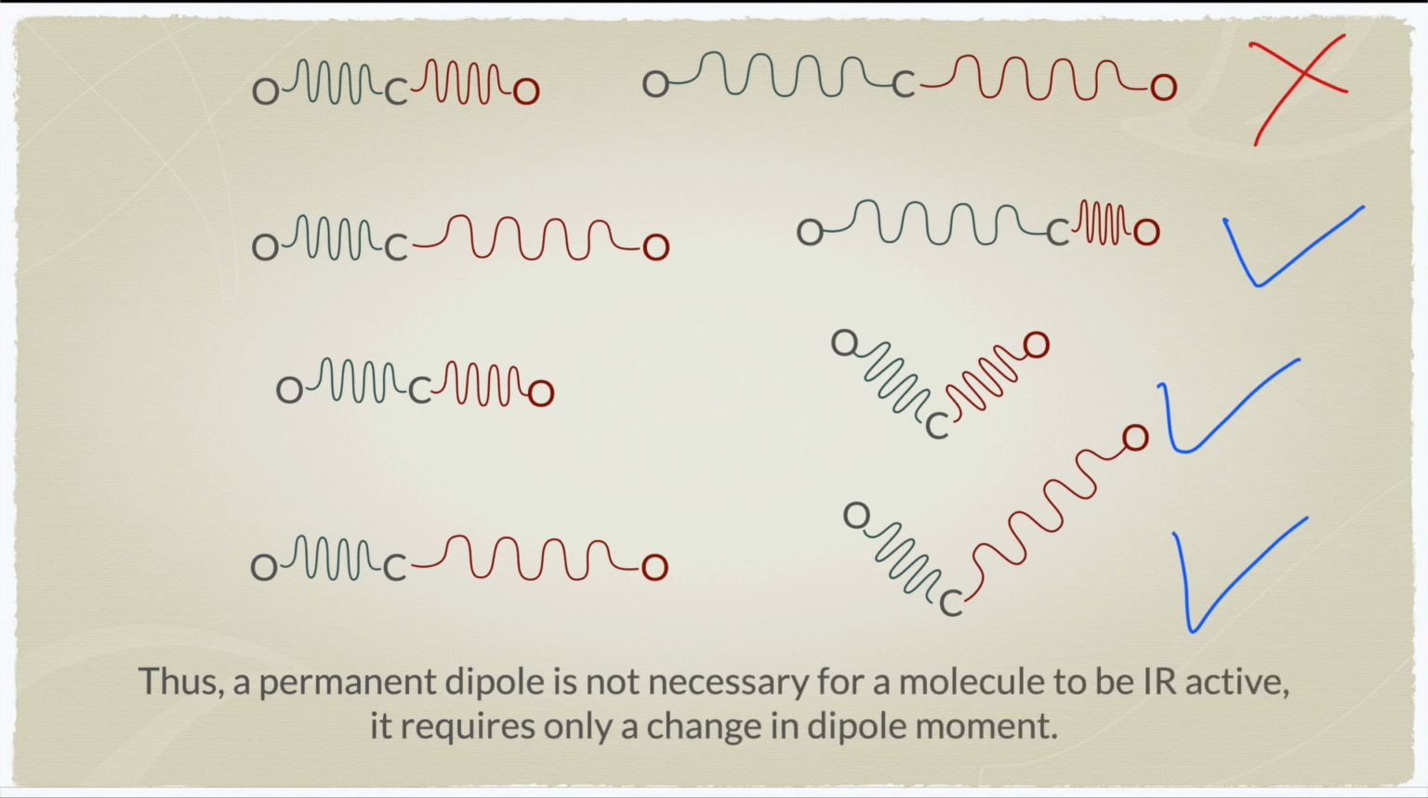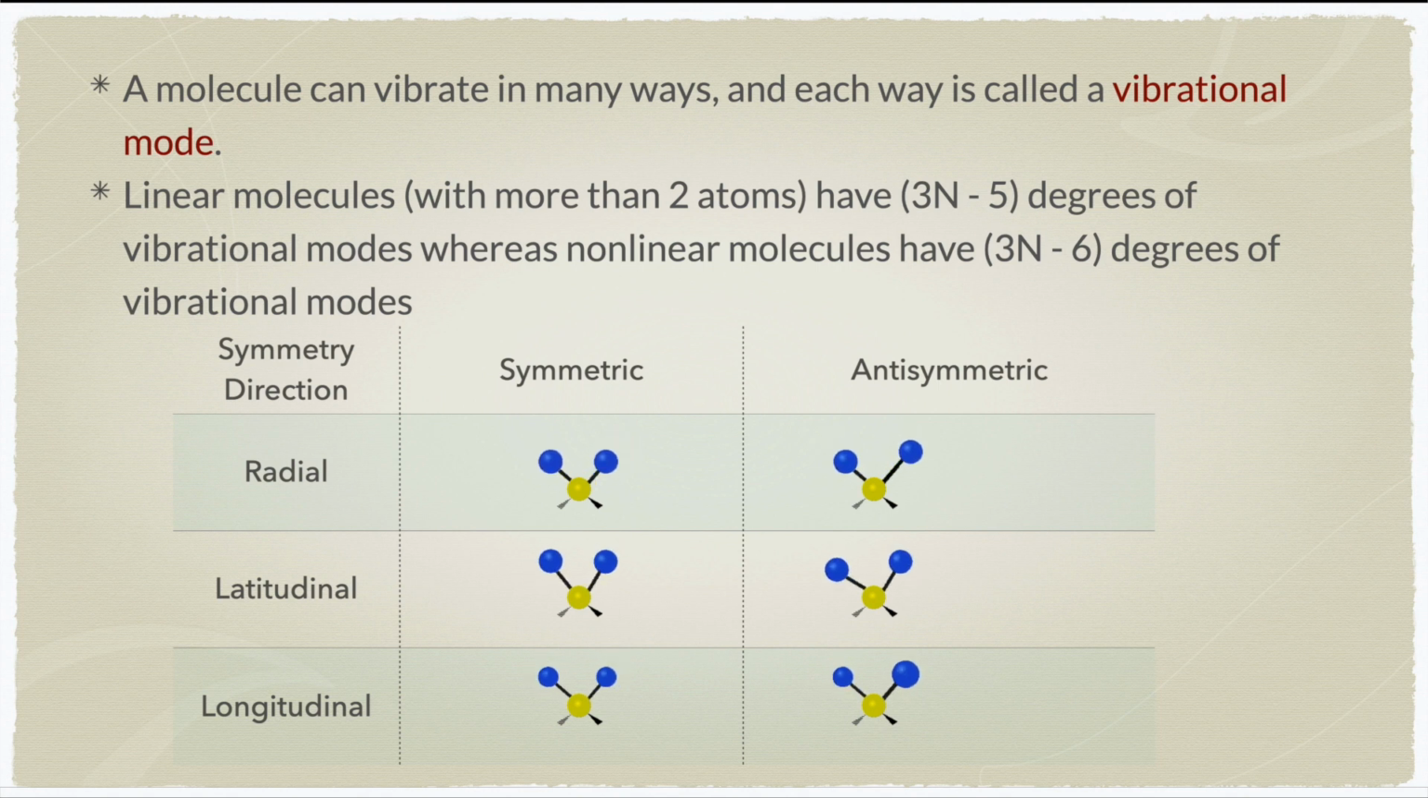So it is not required to have a permanent dipole, but as long as the molecule stretching or bending produces a kind of change in dipole moment, the molecule will be IR active. A molecule can vibrate in many ways, and each way is called a vibrational mode.